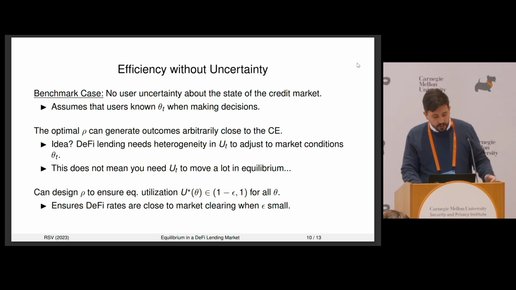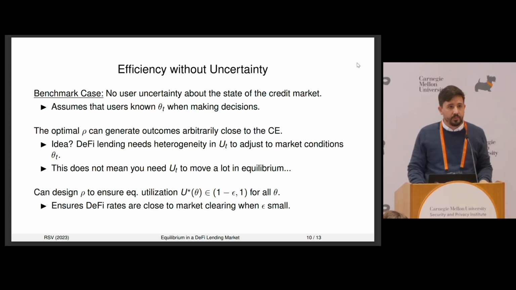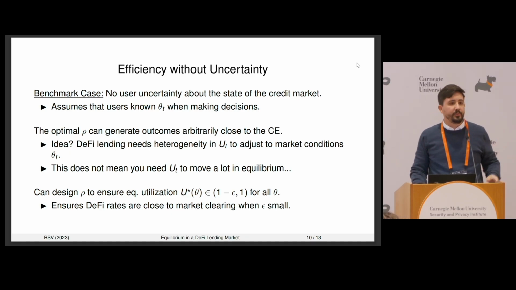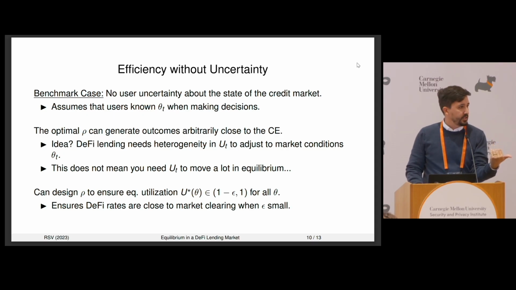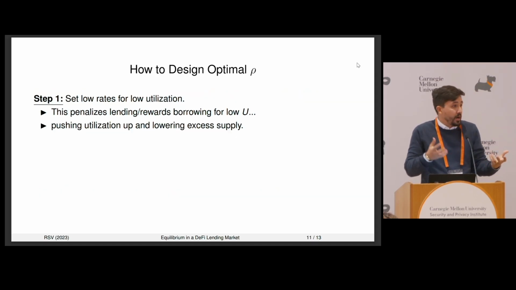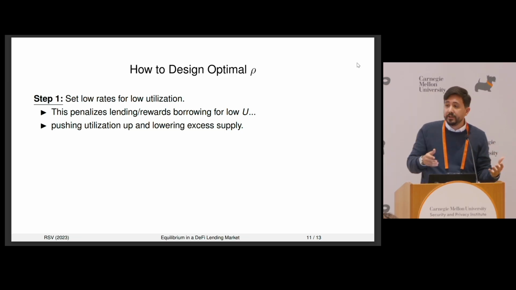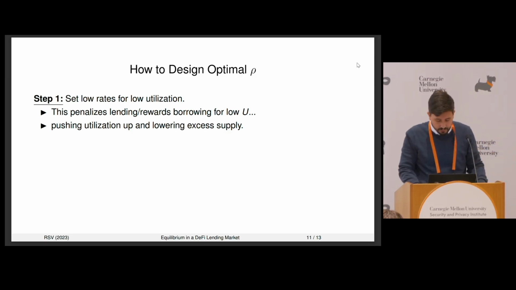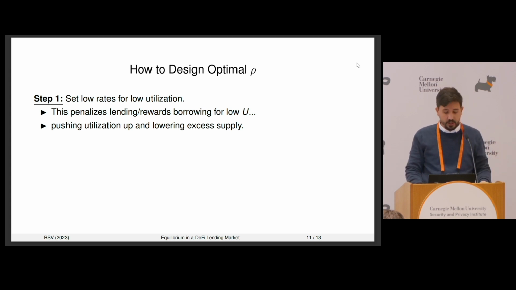Okay, so how do we design this optimal interest rate function? Well, it's very simple. You basically say, no matter the state of the credit market, I don't want utilization to be less than 1 minus epsilon. So how do I guarantee that in equilibrium? I just set the interest rate to be very low whenever utilization is less than 1 minus epsilon. So rho of 1 minus epsilon or anything lower is a very low number. Whenever that's the case, basically the borrowers say, oh, this is a great opportunity. The lenders say, I do not want to lend, and that forces your utilization rate up, sort of showing a profitable deviation from any situation where the utilization is below your target.